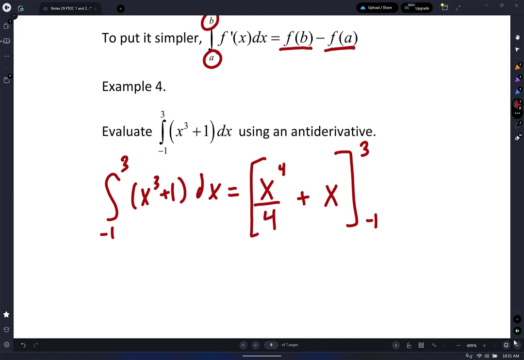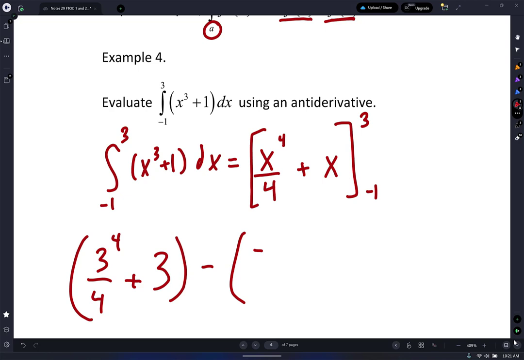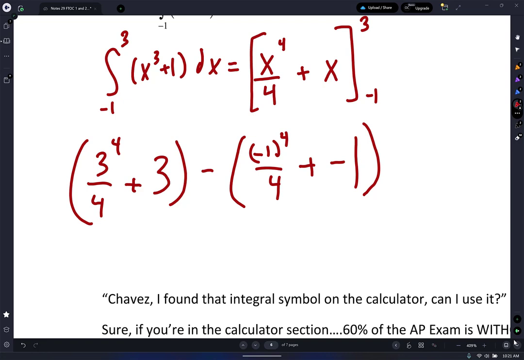Okay, here we go. You guys ready? I'm going to go slow. Nothing crazy. Look, 3 to the 4th divided by 4, giant parenthesis, plus 3, close it, minus giant parenthesis, negative 1 to the 4th divided by 4, plus negative 1. Upper minus lower. You are done with calculus. Now it's just, can I do algebra? Or arithmetic. It's not even algebra. Can I do arithmetic? I think we can do this.